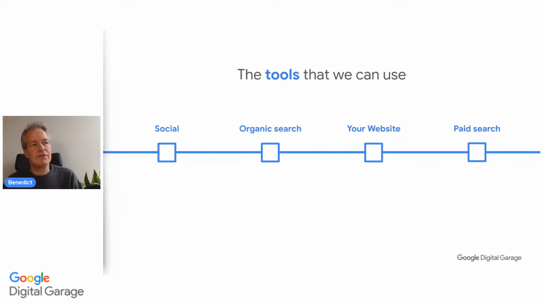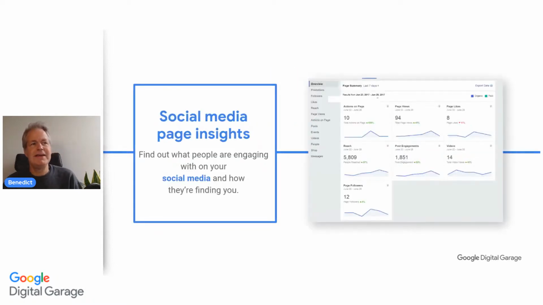So the tools: you've got social, organic search, your website, of course, which Google Analytics will be getting information about, and paid search as well. So we'll take a little bit more of a look at it. I know I've covered it already. But still, social media page insights.